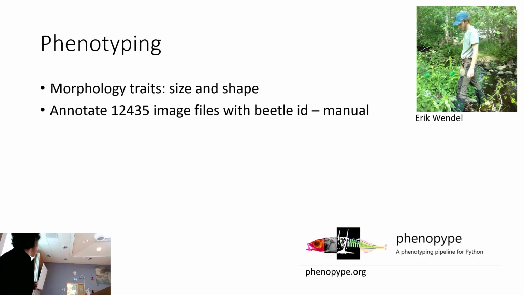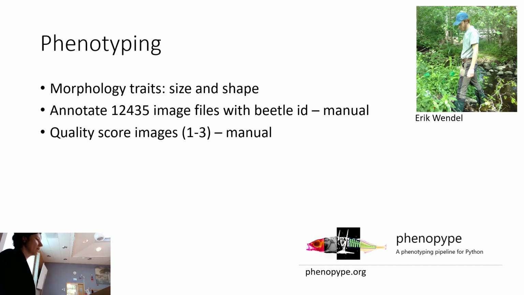So what Erik did was to annotate over 12,000 image files with beetle ID, and that was manual work. So I had to open each picture, see which beetle is in there, and note that down. He also made a quality score of those images, so to find beetles in a very good position, so to sort out the beetles that were not in a good position.